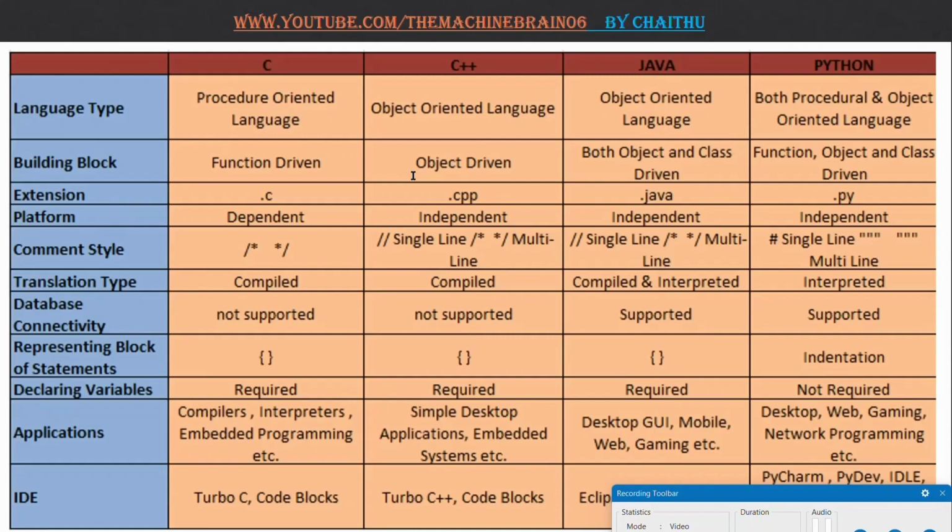For the extension, for C language we use .c, for C++ we use .cpp, for Java we use .java, and for Python we use .py, that you already know.